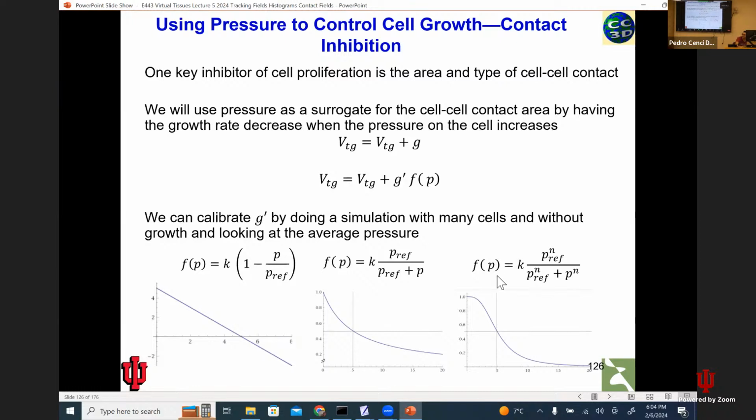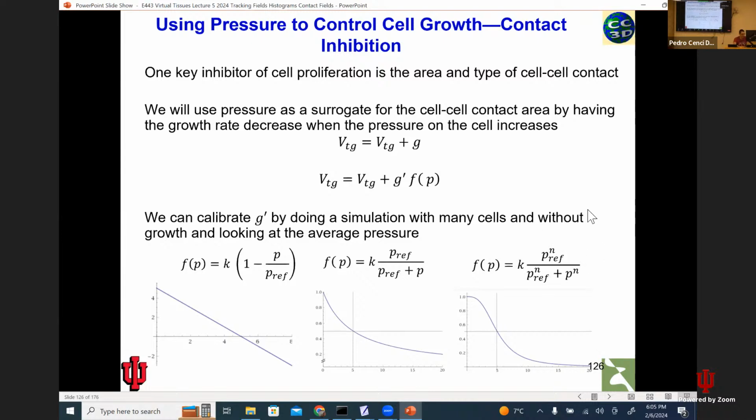This equation, you don't know this equation? No. So can you explain what those variables are? Volume, target volume. Target volume equals target volume plus growth. Growth rate, okay. And now G prime, that's the modified growth rate, not the derivative of the growth rate. FP, that's a function of the pressure. Yes, okay. You can use whatever functions.